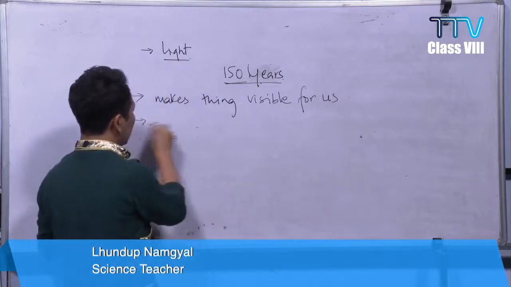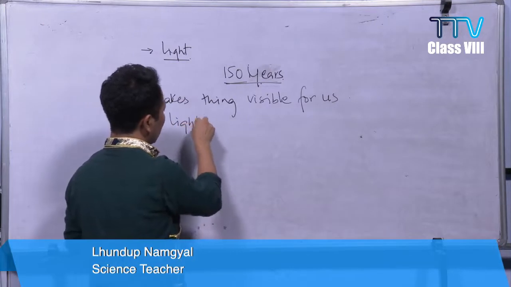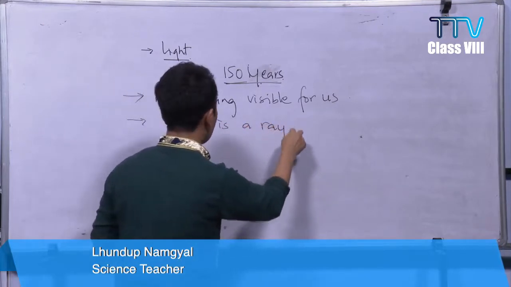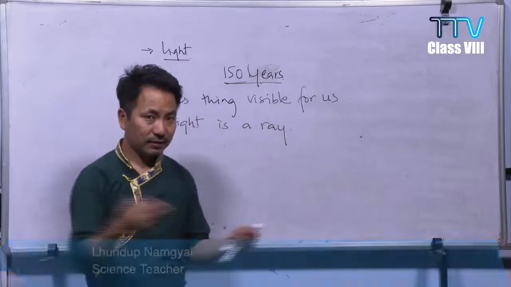Then light is a ray. Light is a ray. Why? Because it travels in a straight line.